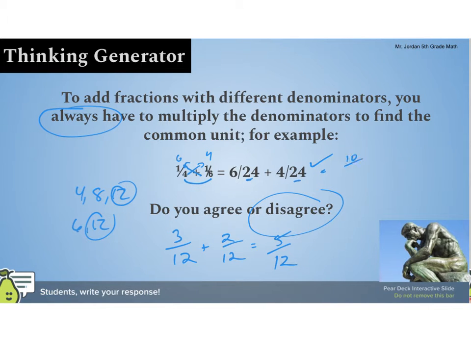So this gets us 10 24ths. If you divide them both by 2, you get 5 12ths. So this ends up being the same answer, but you don't have to multiply the bottoms to get the answer. You can. It gets the correct answer, but it's not the only way to do it.